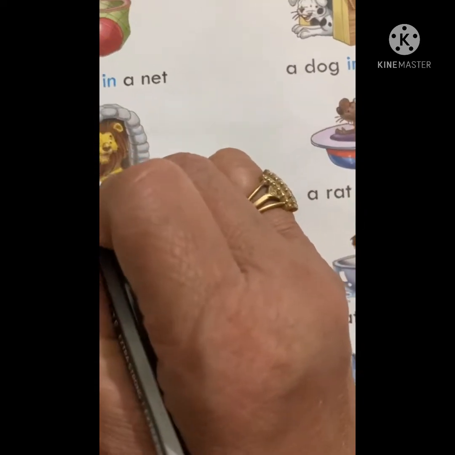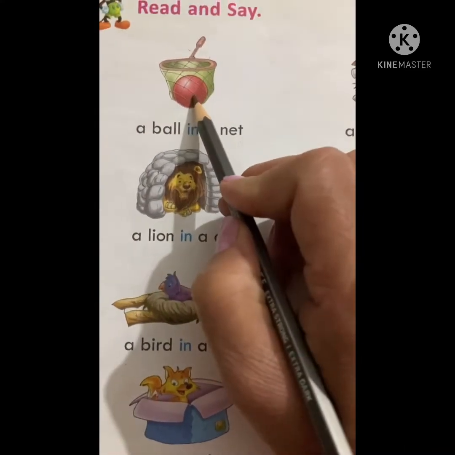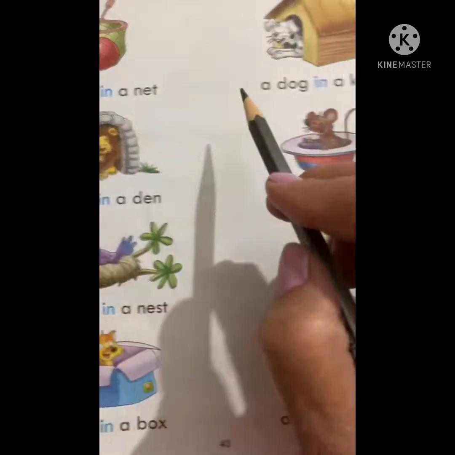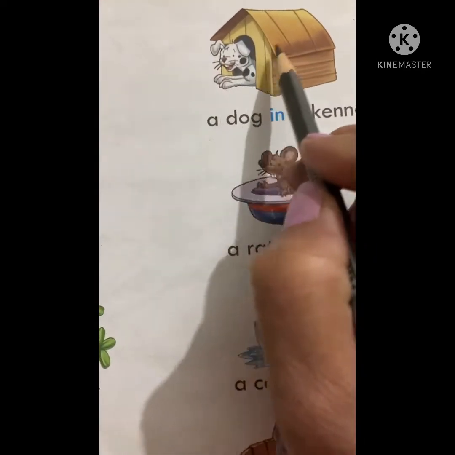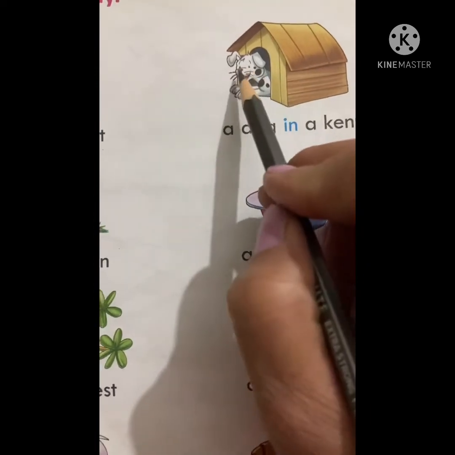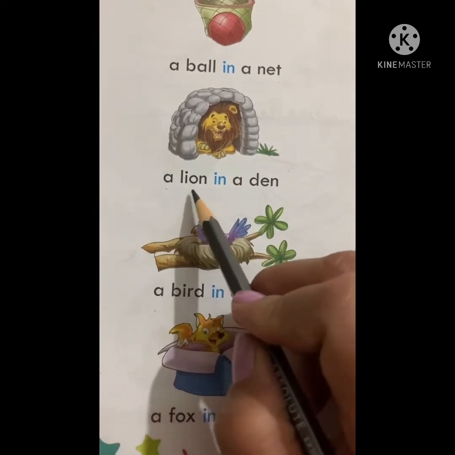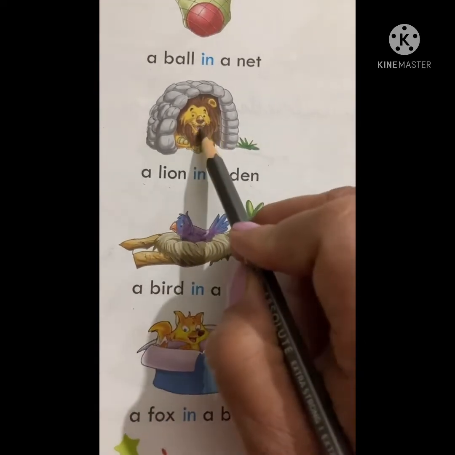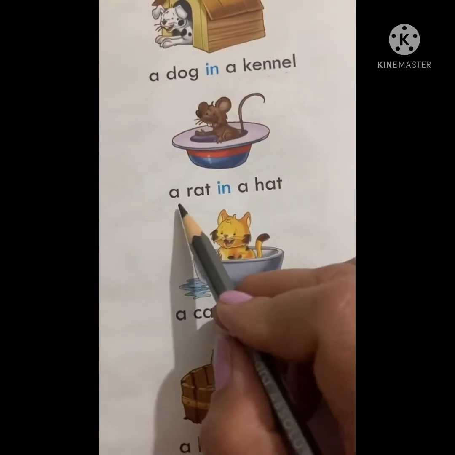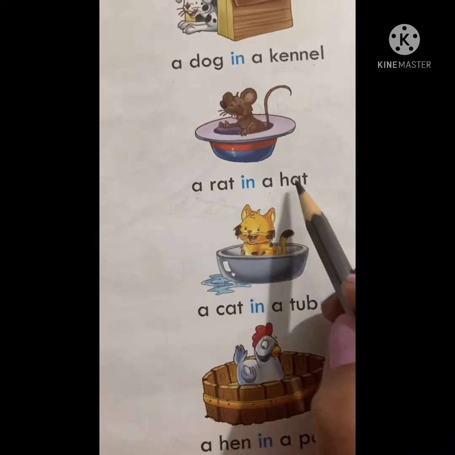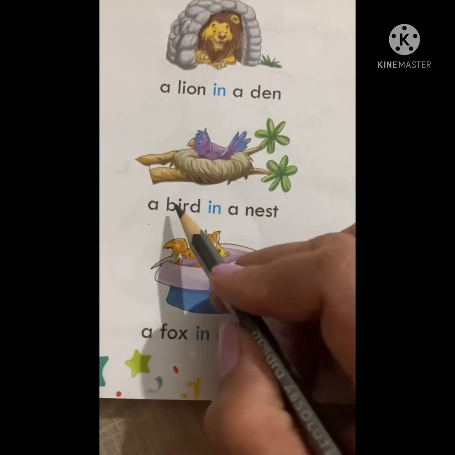Let's read. A ball in a net. Here a ball is in the net. Next, a dog in a kennel. Here you can see this is a kennel, the house of a dog, and the dog is sitting in the kennel. Next, a lion in a den. If you see, the lion is sitting in a den. A rat in a hat. Hat is over here and the rat is sitting in the hat.